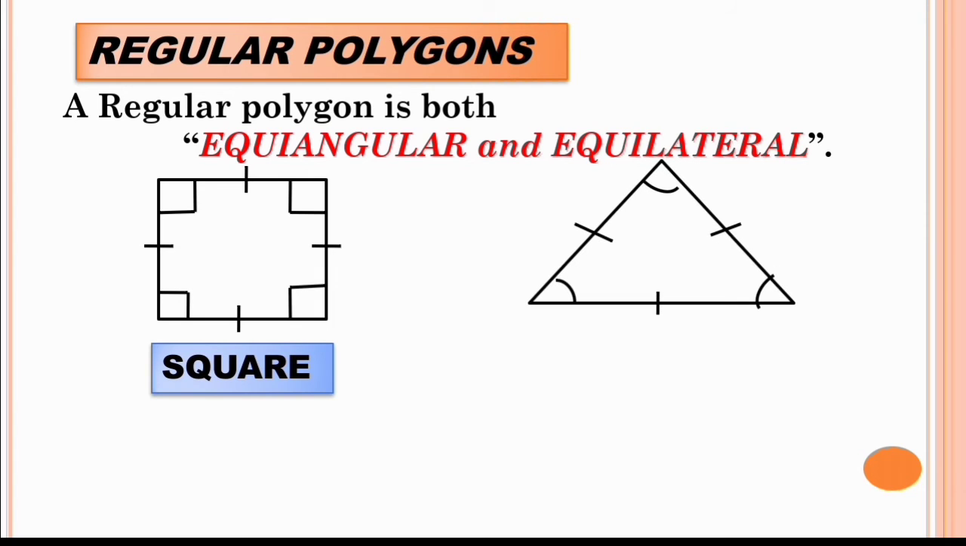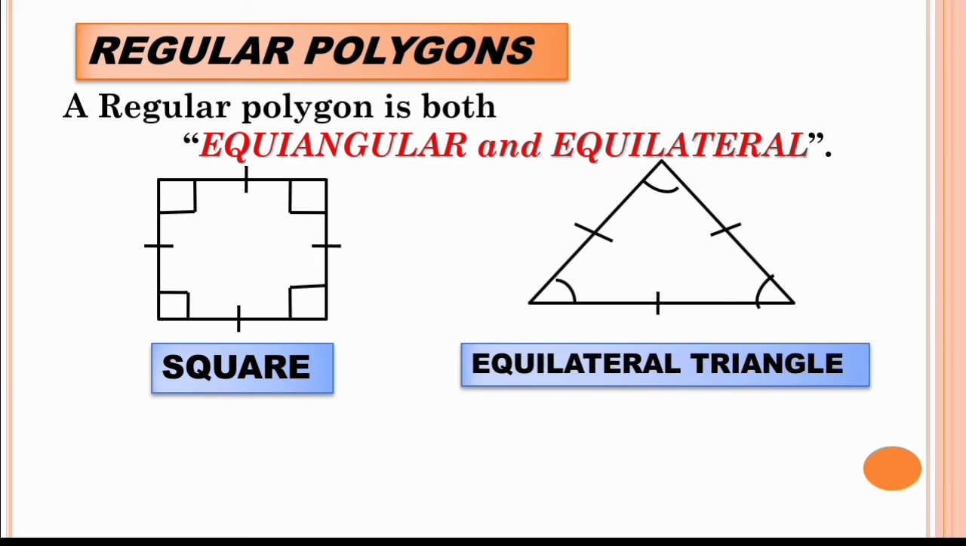Look at this triangle also. This is an equilateral triangle, and we know in an equilateral triangle all sides are equal and all angles are also equal. So an equilateral triangle is also an example of a regular polygon.